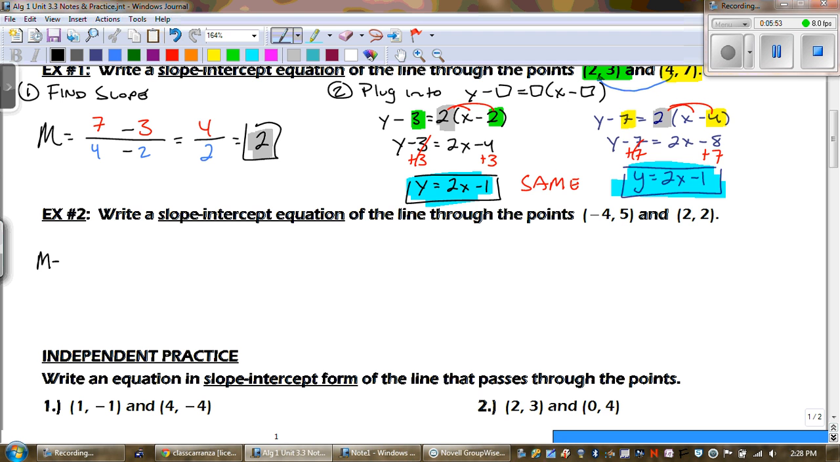So, our slope. Remember, the y's go on top, so 2 minus 5. And we have 2, negative 4, so that really means 2 plus 4. We get 2 minus 5 is negative 3, and 2 plus 4 is 6. We can reduce that, and it's negative 1/2. So the slope is negative 1/2.